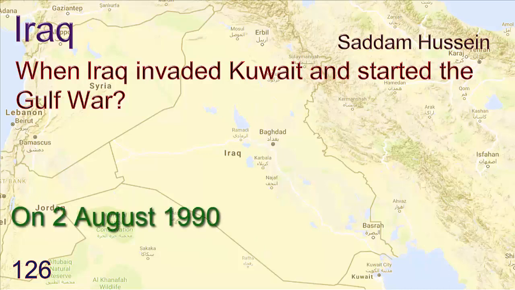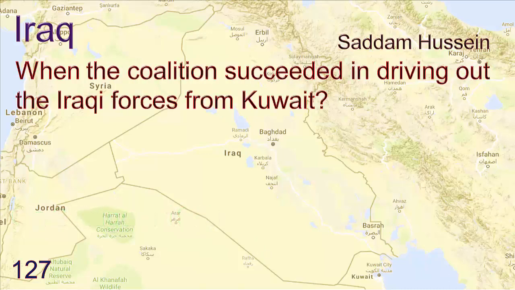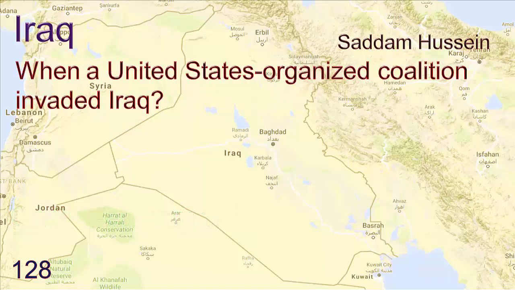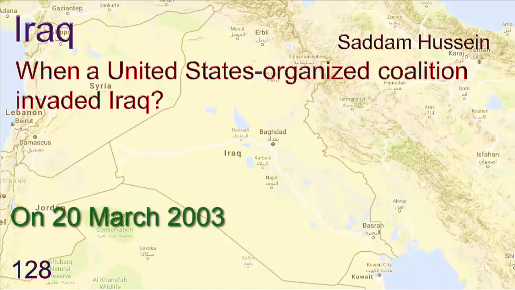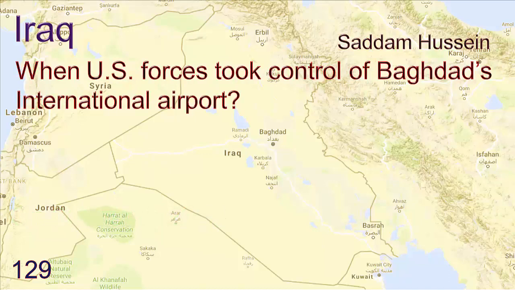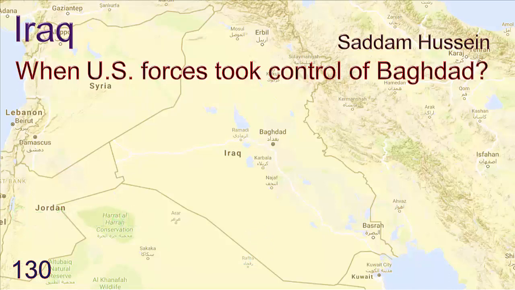On 2nd August 1990. When did the coalition succeed in driving out the Iraqi forces from Kuwait? On 26 February 1991. When did a United States organized coalition invade Iraq? On 20th March 2003. When did US forces take control of Baghdad's international airport? On 4th April 2003.